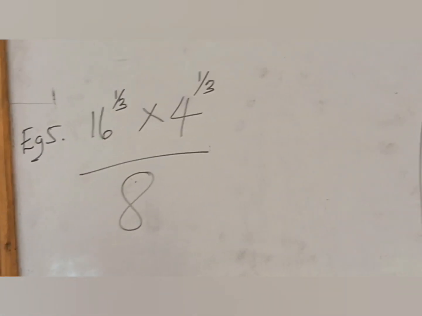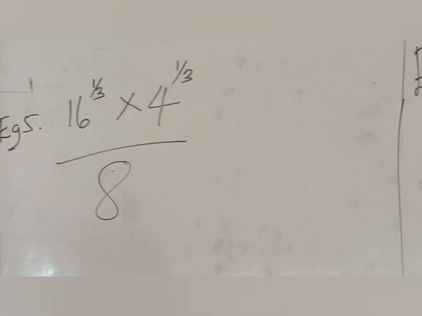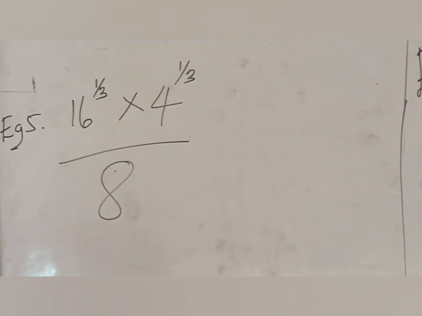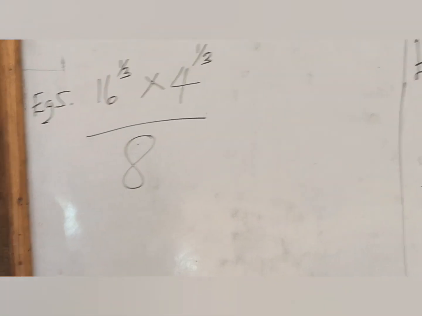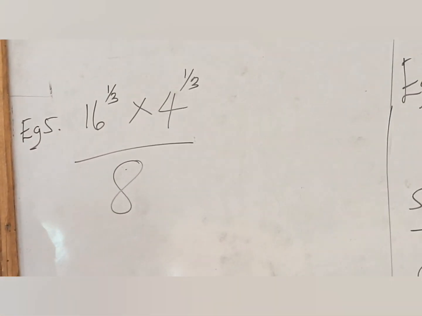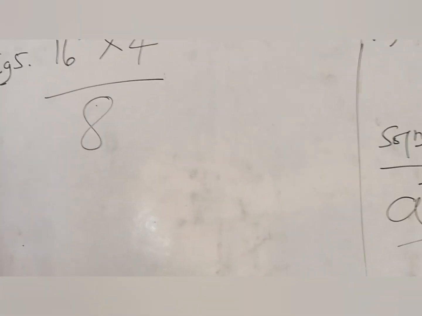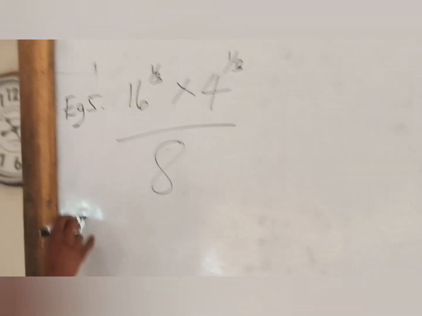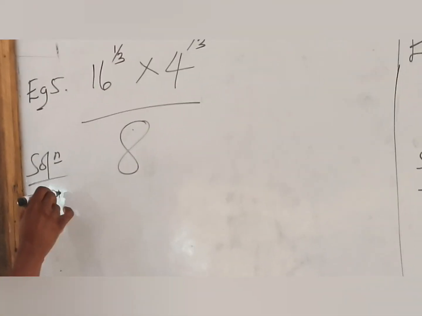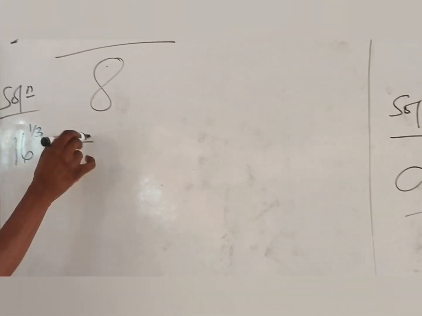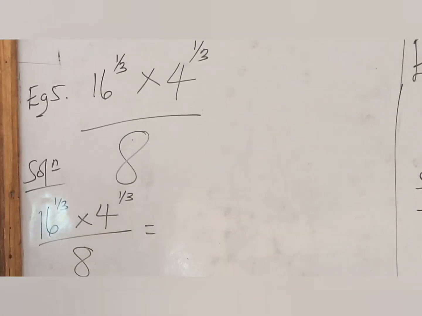Write a question quickly and then start thinking how we are going to work it. Young one, are you following? 16 to the power 1 over 3 times 4 to the power 1 over 3, all over 8. So the question is this: 16 to the power 1/3 times 4 to the power 1/3, all over 8.